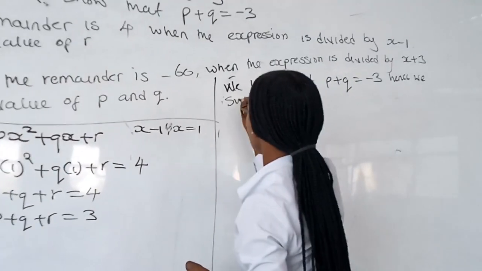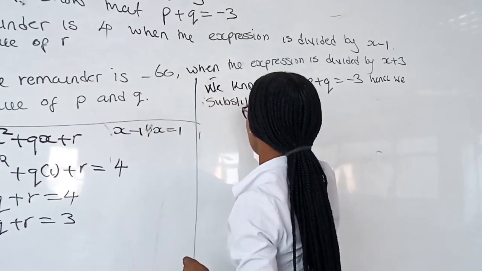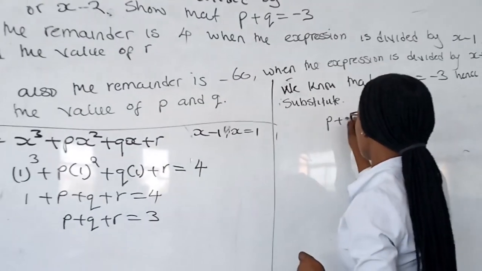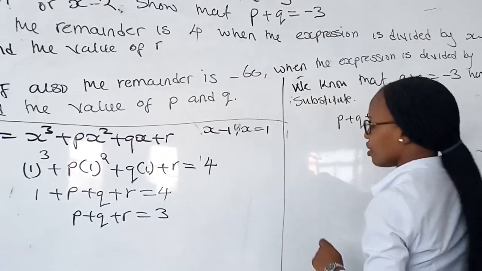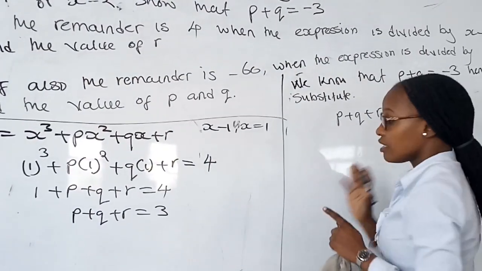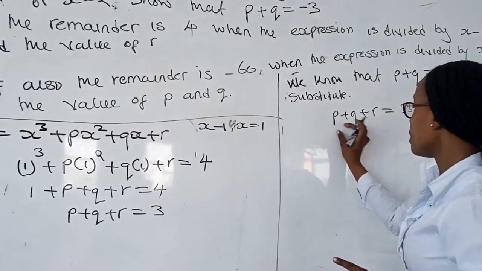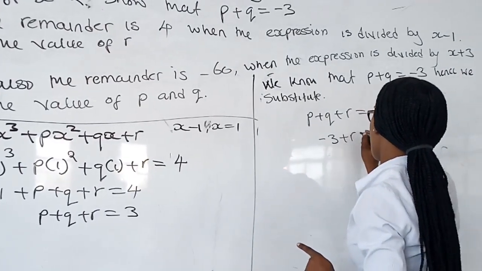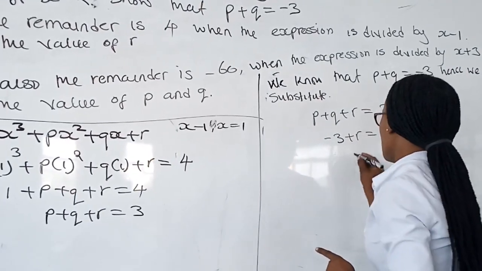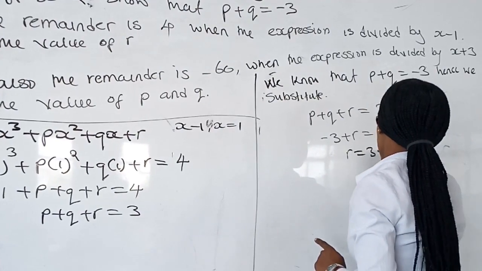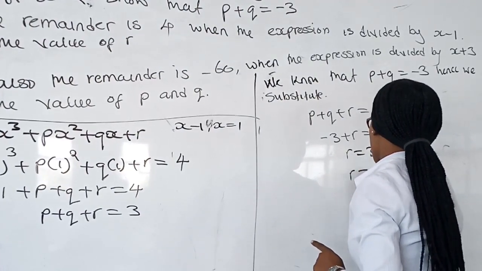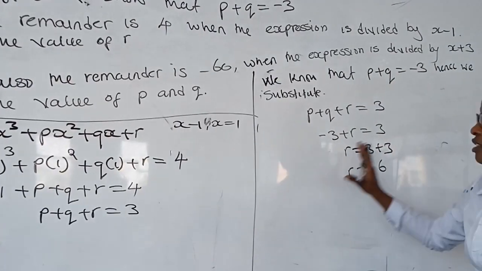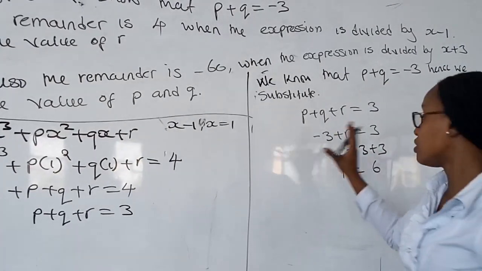we substitute. Okay, so we have this, which is p plus q plus r equal to 3, and we've been told that p plus q is negative 3, which will be minus 3 plus r equal to 3. Then r is equal to 3 plus 3, r is equal to 6. So from here, we've also found the value of this r, which is 6.